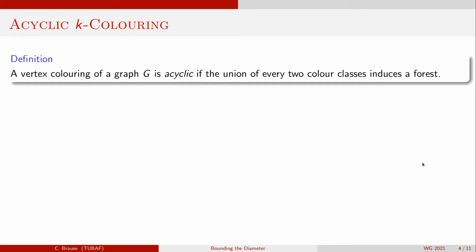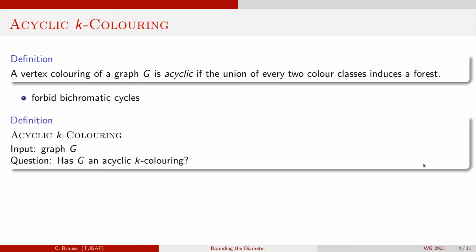For example, acyclic k-coloring. In general, a vertex coloring of a graph G is acyclic if, taking any 2 color classes of the vertex coloring, we find that the union of these 2 color classes induces a forest. In other words, an acyclic vertex coloring is so that we forbid bichromatic cycles. By this definition, we clearly can define the acyclic k-coloring problem that asks, given a graph G, if that graph has an acyclic k-coloring.